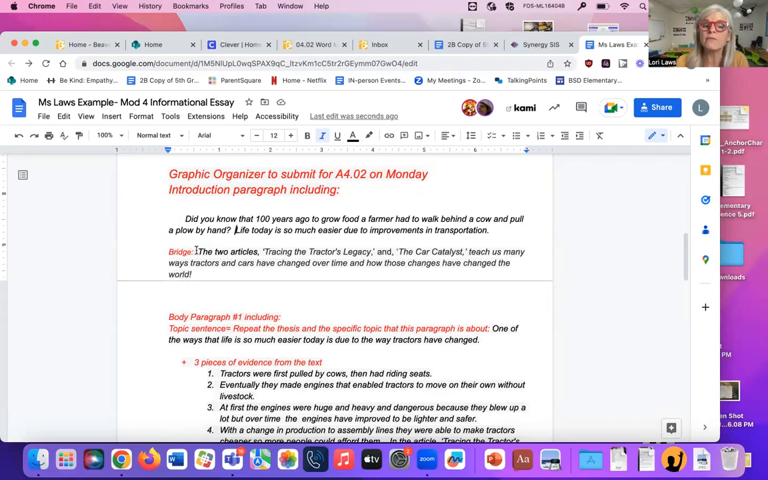And I would like almost all of you to use this bridge. I'm going to put it in the chat right now. I want you to copy it and paste it into your essay.